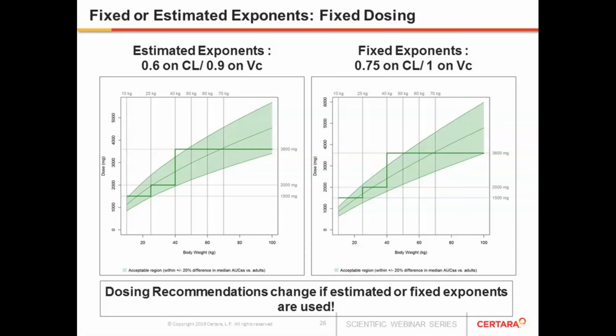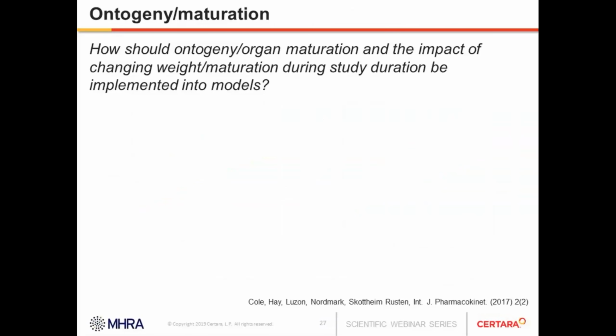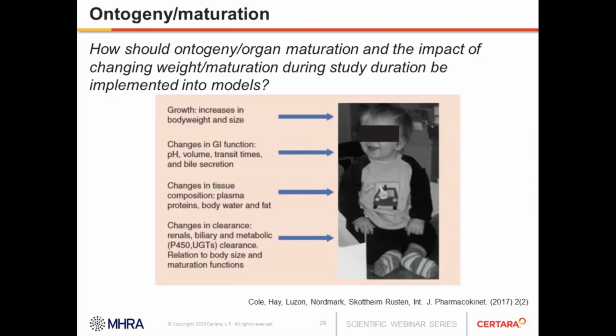Thank you, Nastya. So the last Q&A that the MSWP addressed was, how should ontogeny and organ maturation and the impact of changing weight or maturation during a study be implemented into models? So we know quite well that there are a lot of factors that need to be taken into account when developing PK models, and especially PBPK models, or physiologically based PK models.